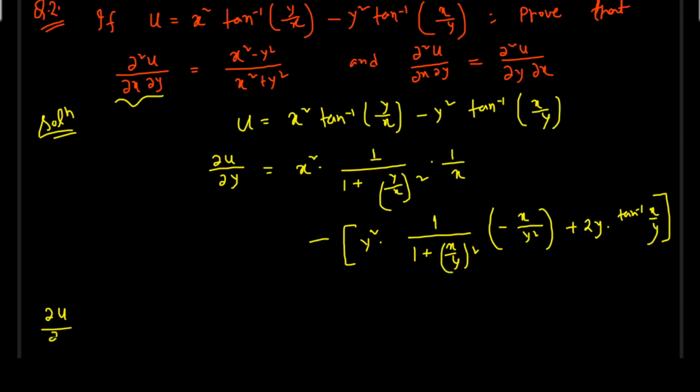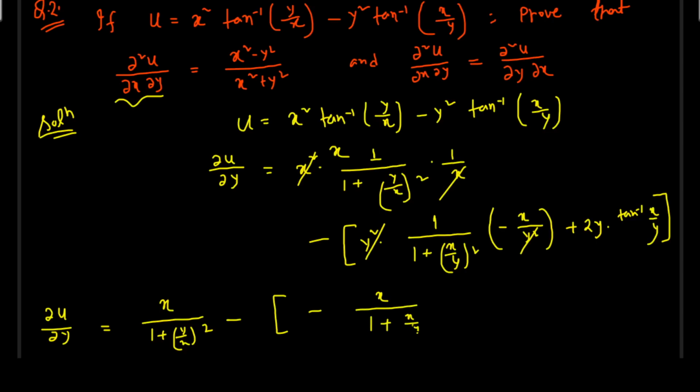So let me simplify it. del u del y will be, here x and x will be cancelled, so x divided by 1 plus y by x whole square, minus, you can see y square and y square will also be cancelled out, so it will be minus x divided by 1 plus x by y whole square, plus 2y into tan inverse x by y. Okay, so what will be the final result?